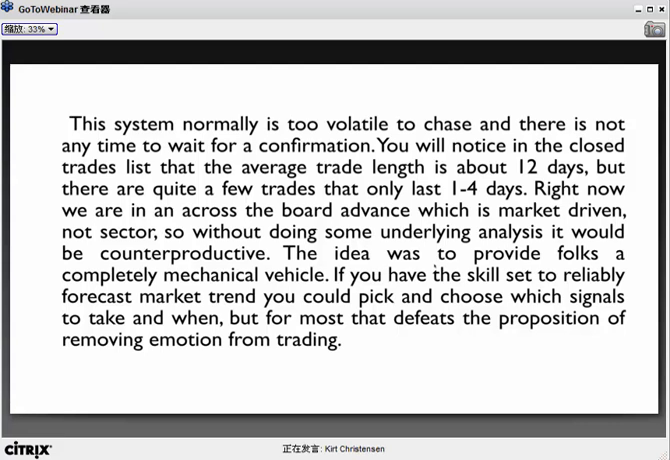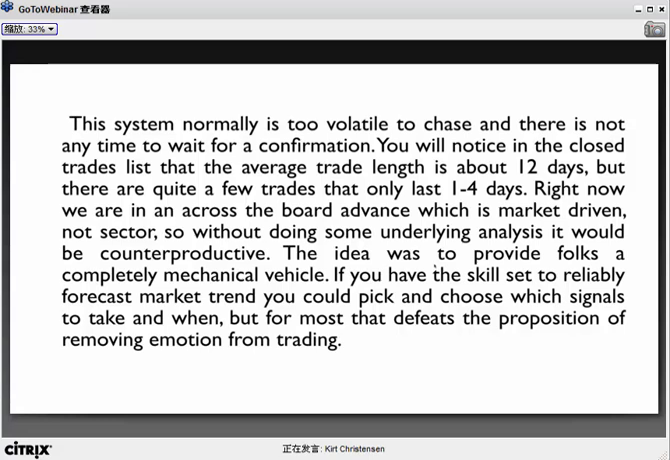Right now, we are in an across-the-board advantage, which is market-driven, not sector. So doing so without some underlying analysis would be a little bit counterproductive. The whole idea behind this was to provide a completely mechanical vehicle. So we don't care what other ways that you trade. You can day trade, you can do some swing trading, you can do whatever you want. This is an additional way to trade that's mechanical, that doesn't require a lot of emotional trading decisions, and also doesn't require a lot of research, something you can plug into what you're doing right now.